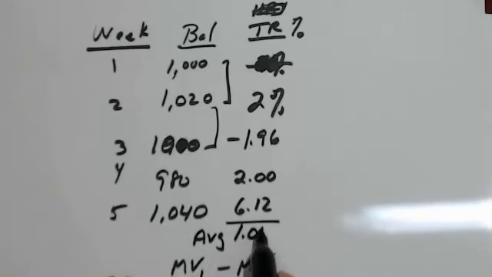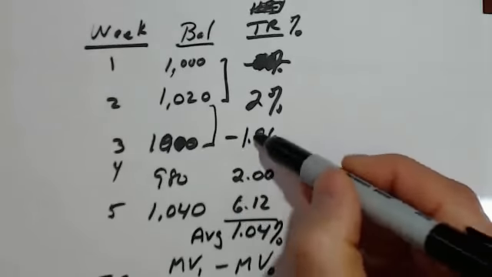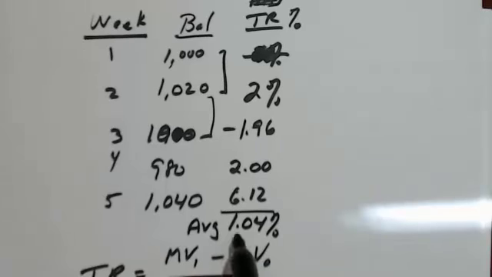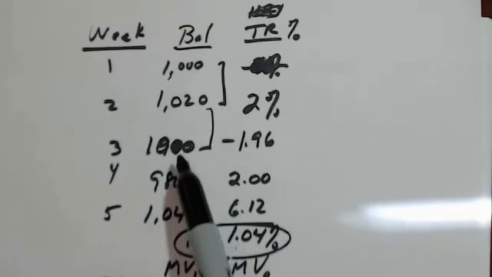Okay. Now the average, add these up, the arithmetic average would be 1.04%. So add these up and divide by 4 periods, and you'll get, you made a little over 1% per week on average, is what that says, based on your balances in stock chart.